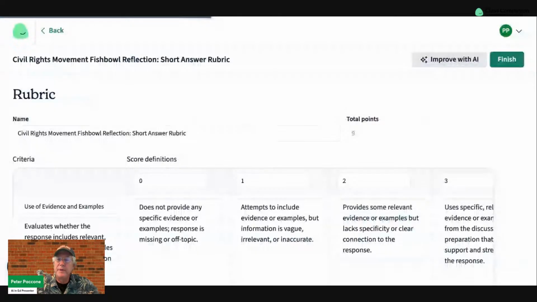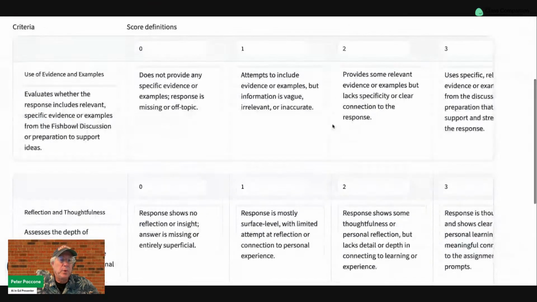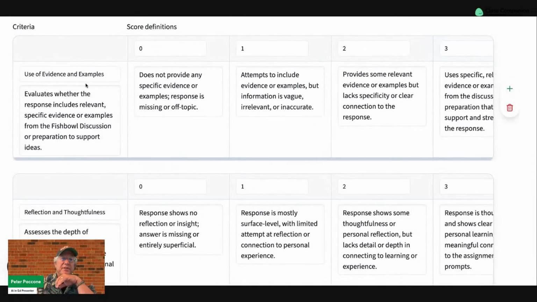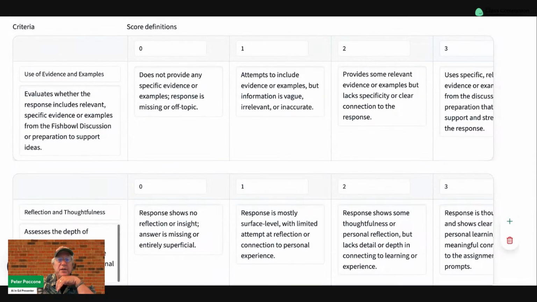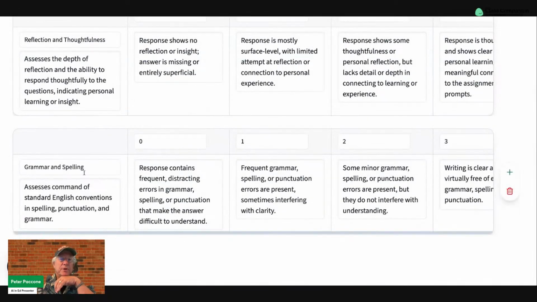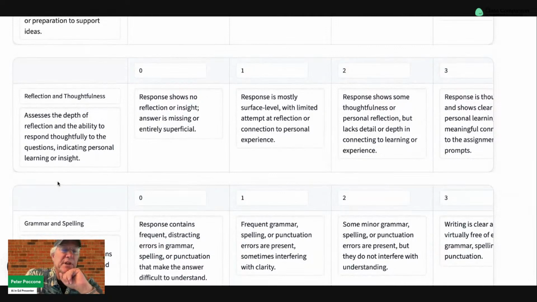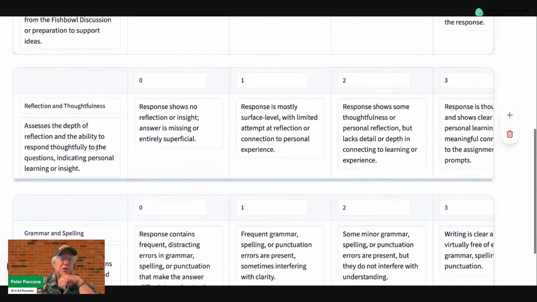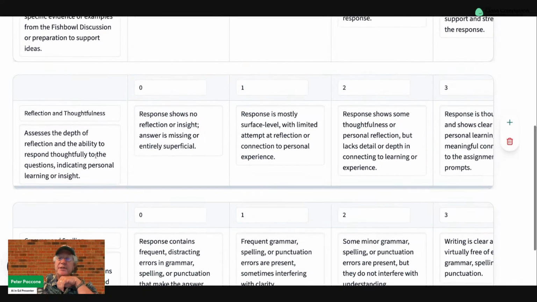Okay, so there we are. Three point. Oh, not bad. Look, it's got the three points. And let's see, one, two, three criteria. Not bad. Use of evidence and examples, reflection and thoughtfulness, grammar and spelling. Okay, I'm fine with grammar and spelling. Why not? Oftentimes not in a social studies class, but maybe for this particular assignment, I want to see what the students can do. Reflection and thoughtfulness: assess the depth of reflection, the ability to respond thoughtfully, questions indicating personal learning or insight. I love it.